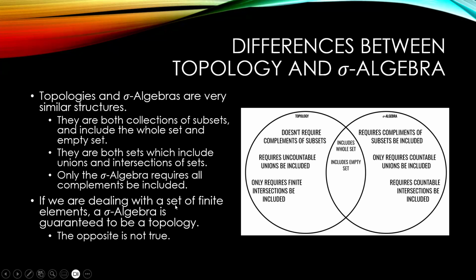If we are dealing with a set of finite elements, a sigma algebra is guaranteed to be a topology. But a topology is not guaranteed to be a sigma algebra. So we can think of a sigma algebra as being a stronger form of a topology.